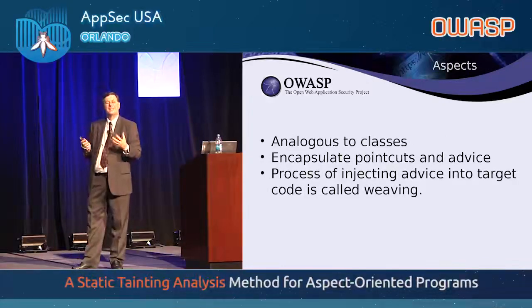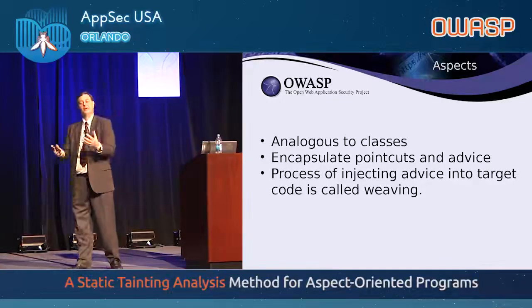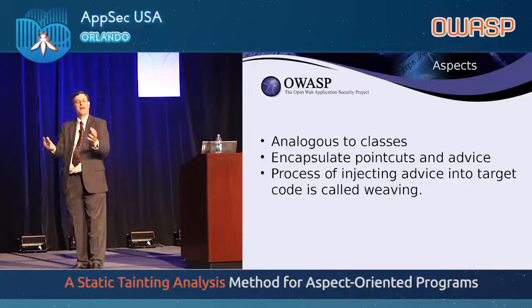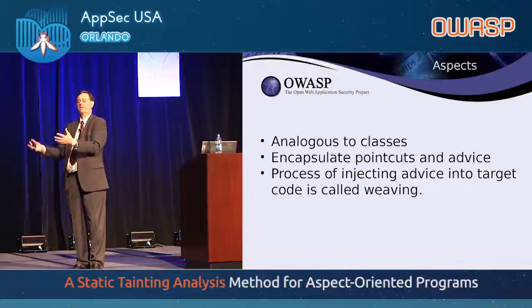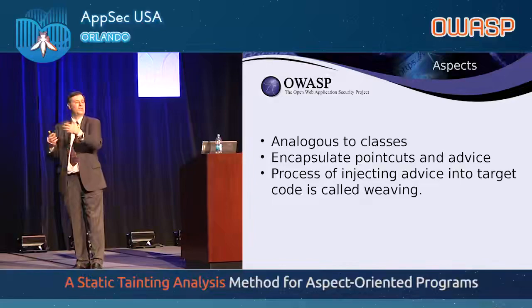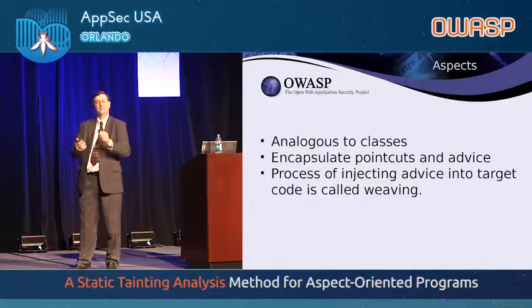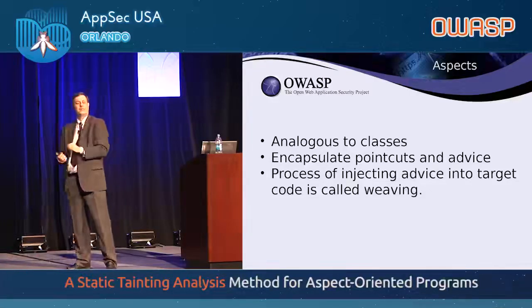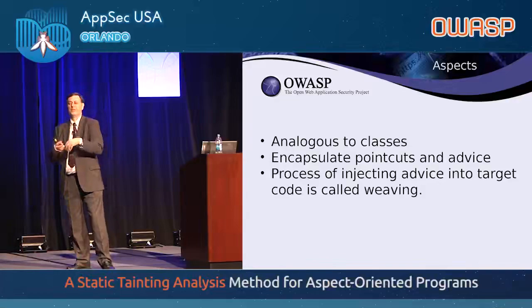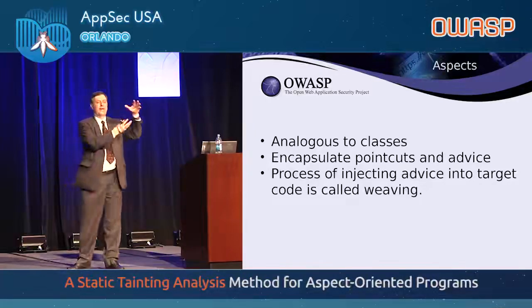So aspects then are analogous to classes. They take the join points and the advice and they package them up in a nice, neat package, similar to how a class packages up all of your properties and your methods into a nice, neat package, so it's encapsulated. We want to put all of our logging into one aspect. We want to put our database overhead, the transaction management, into an aspect. We want to put our authorization into an aspect.